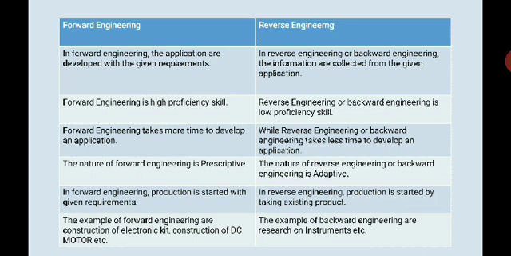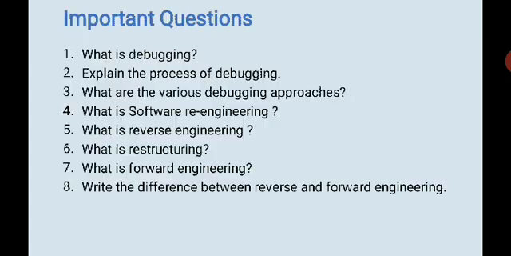Forward takes more time to develop an application, while reverse takes less time to develop an application. The nature of forward engineering is prescriptive. The nature of reverse engineering, backward engineering, is adaptive. In forward engineering, production is started with given requirements, and in reverse, it is started from an existing product. So the product is the starting point, the origin of this. Examples of forward engineering are construction of an electronic kit, construction of a DC motor, and examples of backward engineering are research on instrumentation, etc.